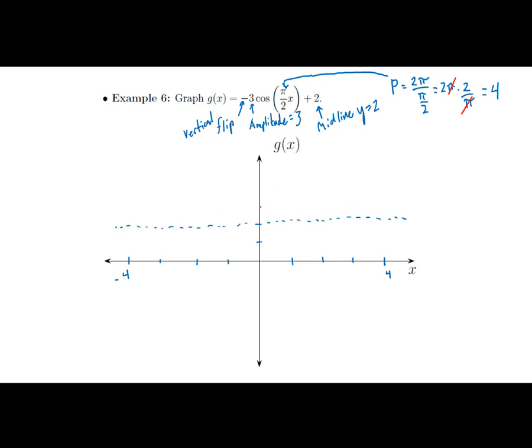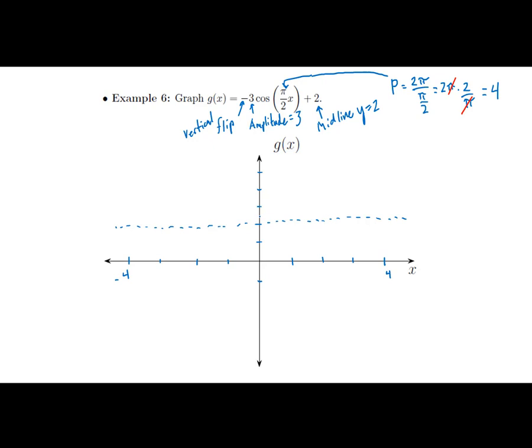Okay, so I need to leave enough room that I'm able to do that to get up to 5, and then I need to also get down to negative 1. And so with all of that information, I'm actually ready to go. The only thing that I need to think about is I do have this vertical flip.